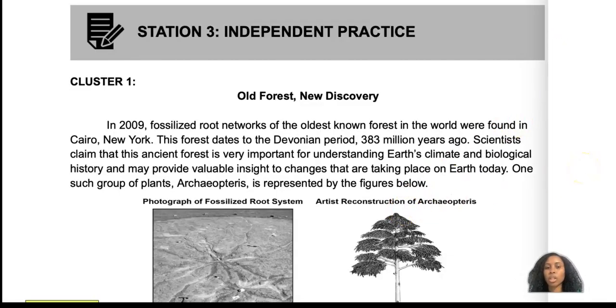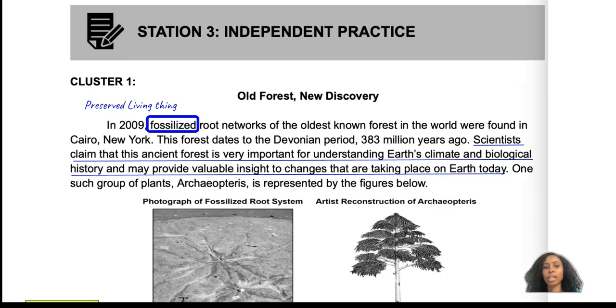So we're going to get started on Cluster 1, Old Forest New Discovery. Please pause the video to read the paragraph if you haven't read it already. Let's start off with identifying the most important word. And for me, that was fossilized. And if you remember, a fossil is a preserved living thing or an organism that has died.